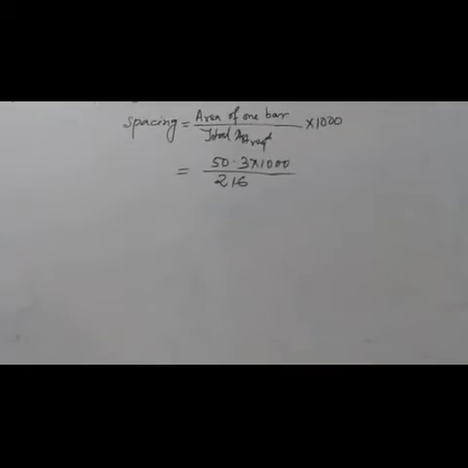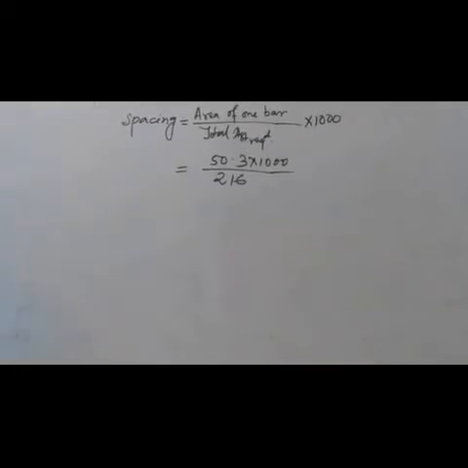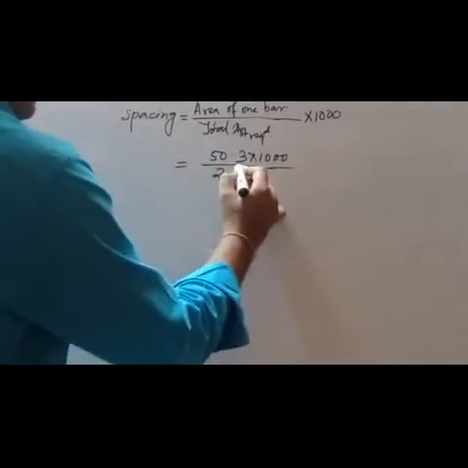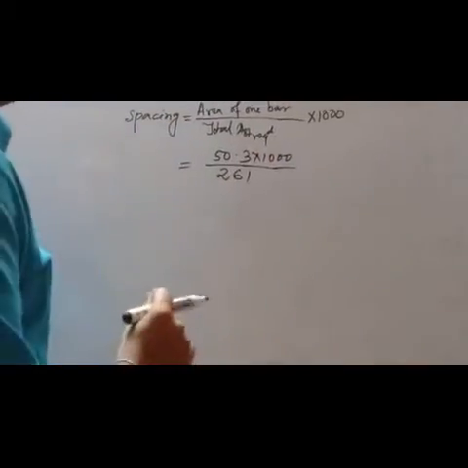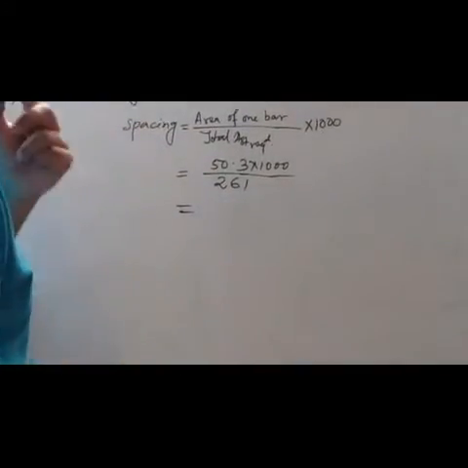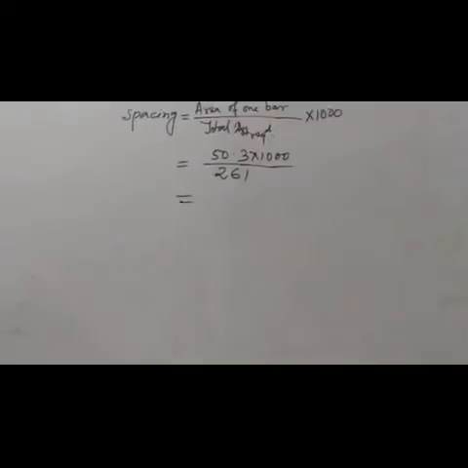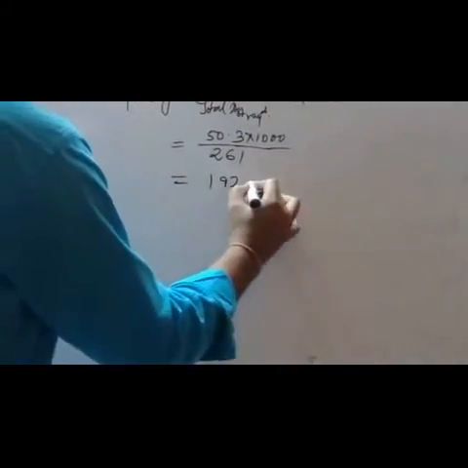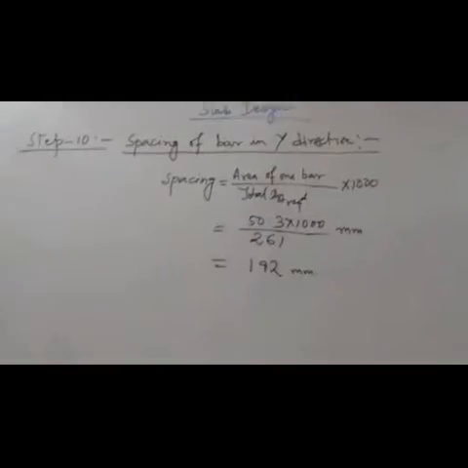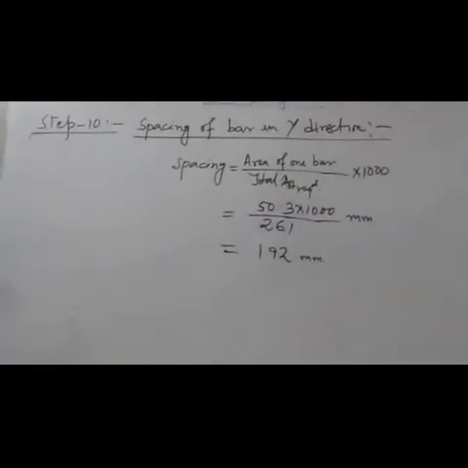Is there any doubt? Sorry, this value is 261. The value, if you calculate, you will get it is 261. So what will be the value? The value will be 192 millimeters. Okay. The value will be 192 millimeter.